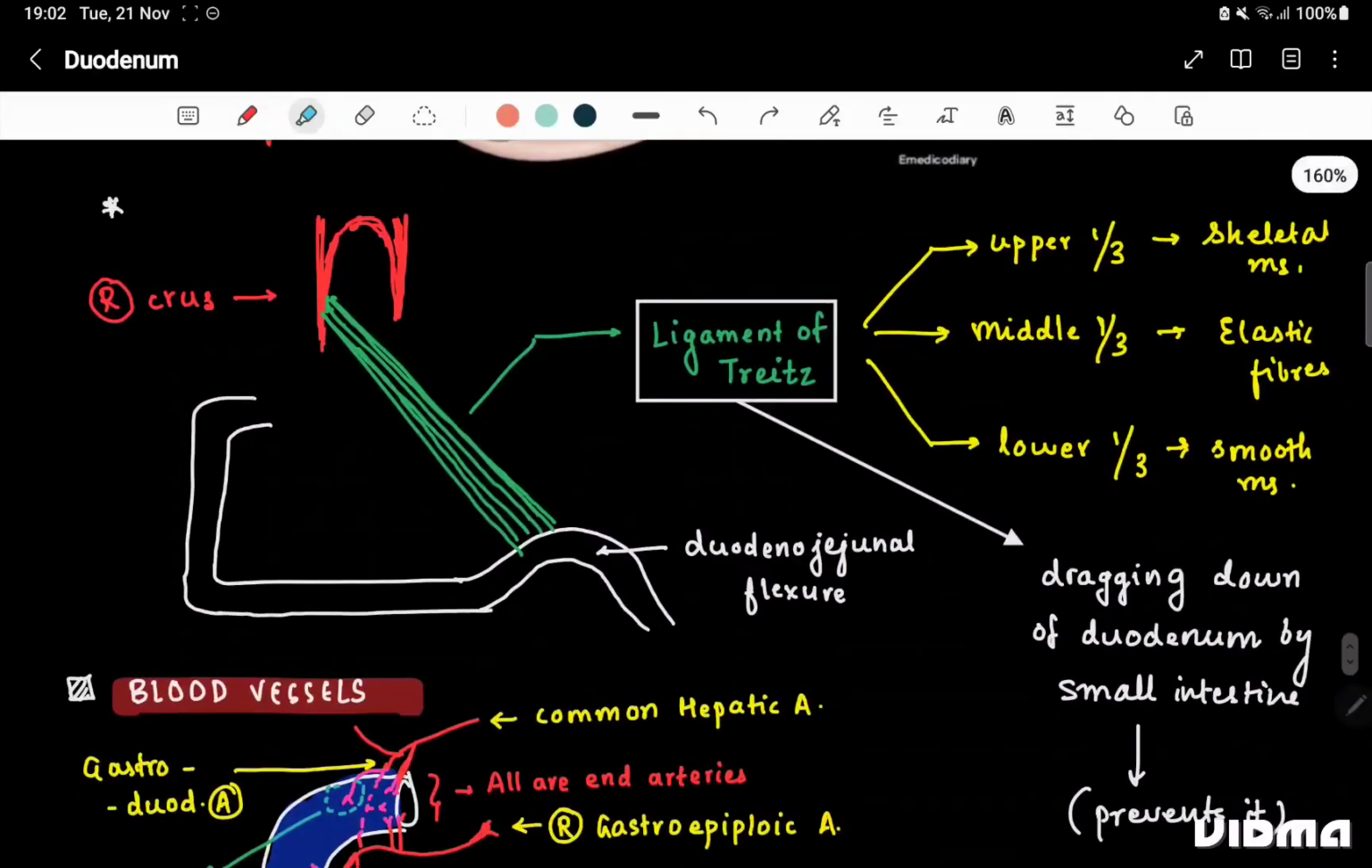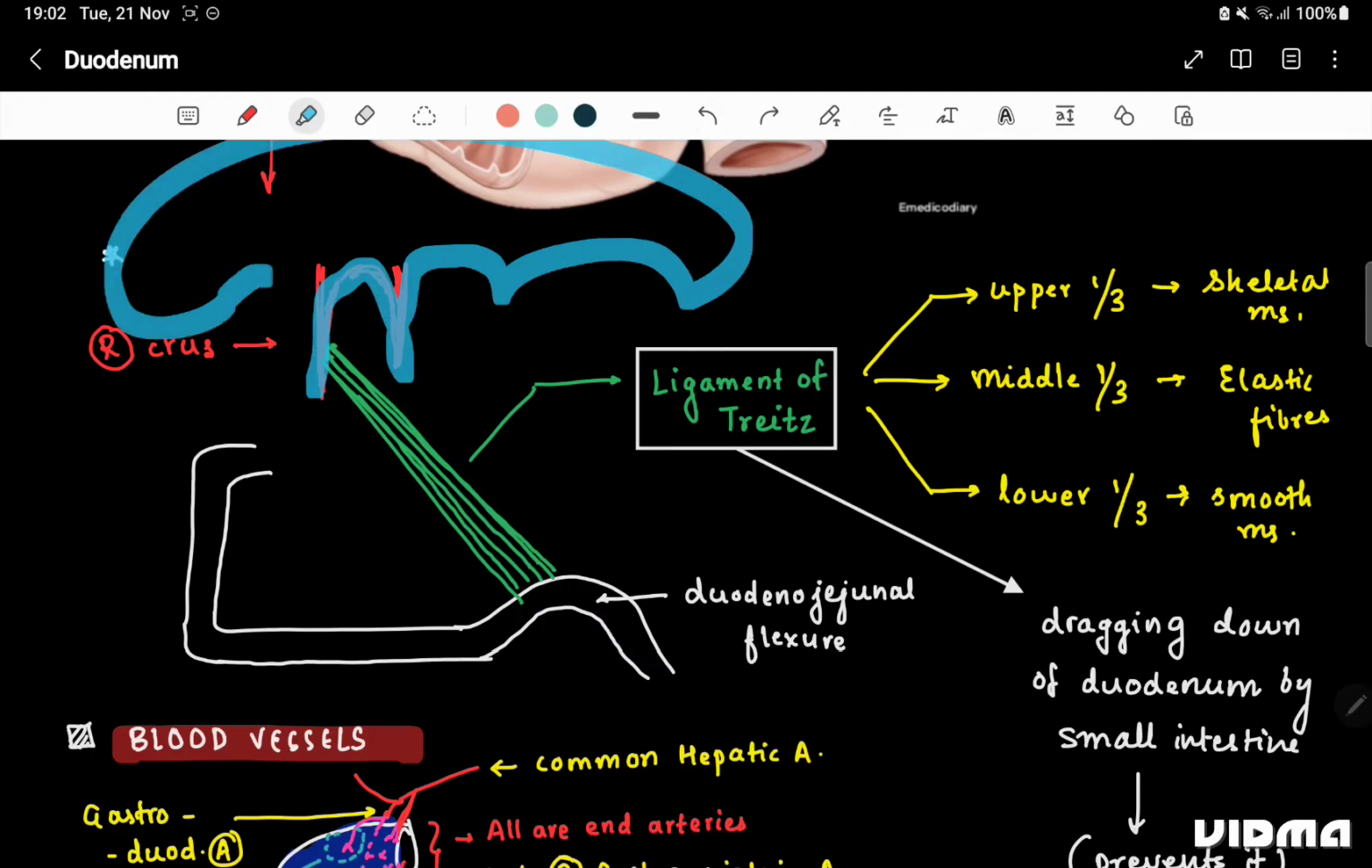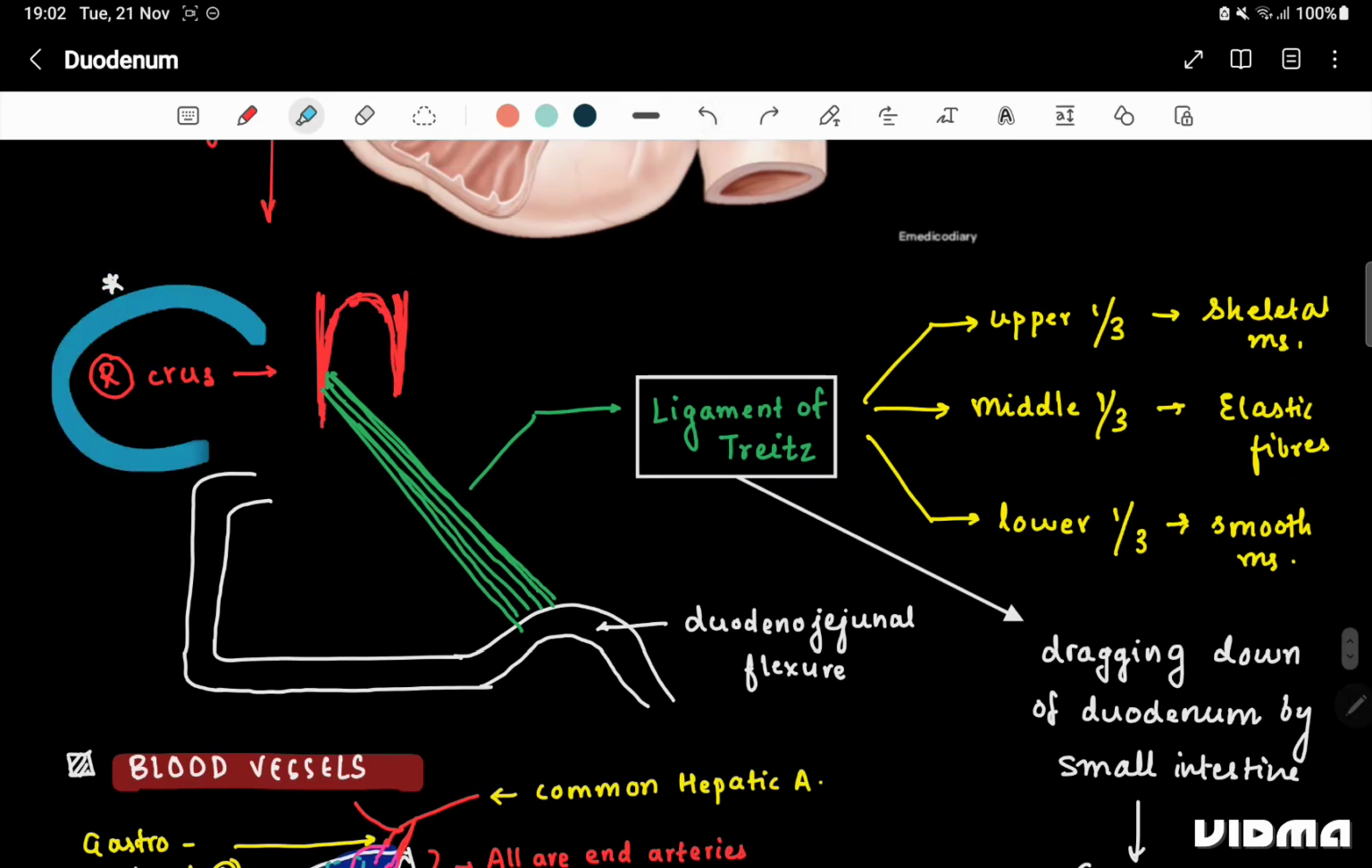Then what we have, we have a ligament. Look at this. We have the right crus of the diaphragm. This must be the diaphragm, and then we have the lateral arcuate ligament and the medial arcuate ligament. The diaphragm would be like this. So we have the right crus.